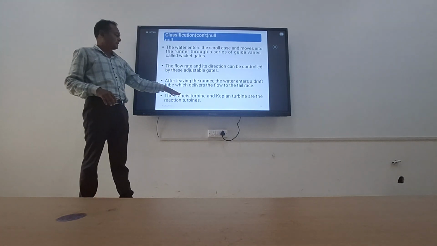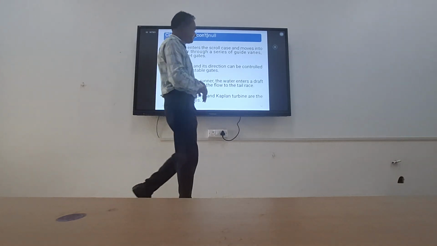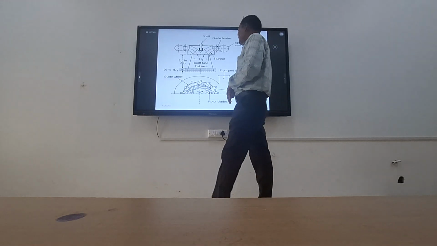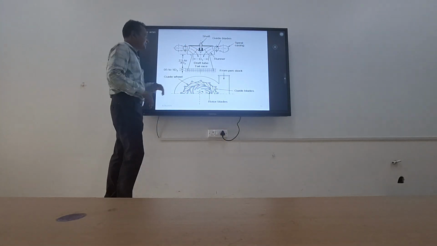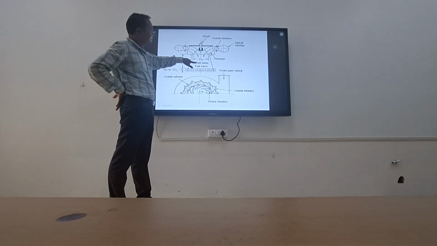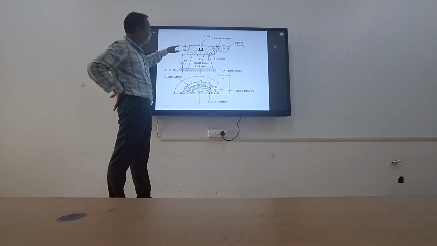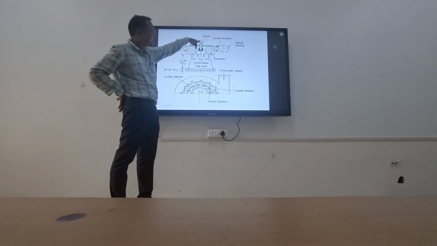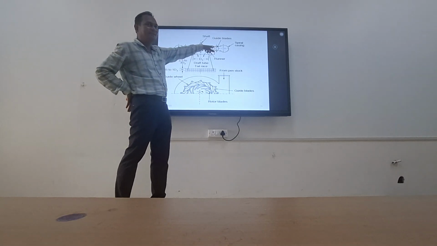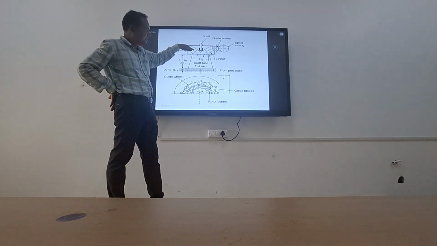The main types of turbine under this category are the Francis turbine and the Kaplan turbine. This is your turbine and this is your draft tube. Whatever water exits from the turbine goes through the draft tube to the tail race. This is your spiral casing. This is your shaft. The shaft is vertical. These are the guide plates which I am discussing. Guide plates are provided to control the flow and direction of the water inside the turbine.